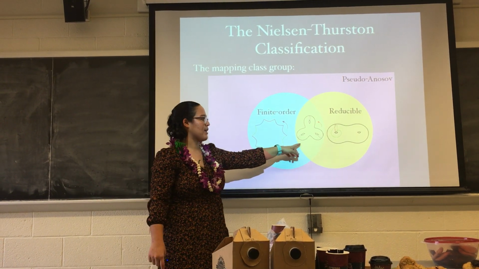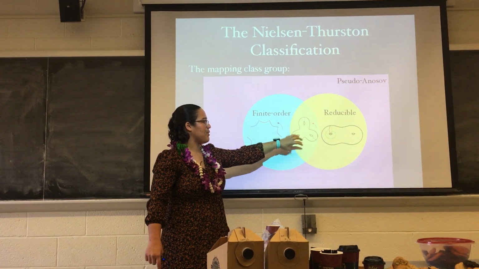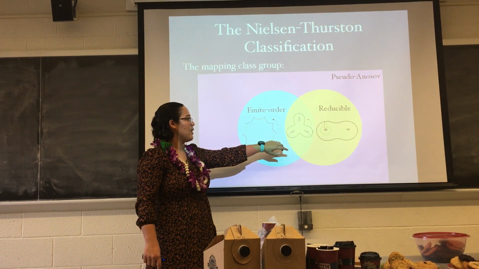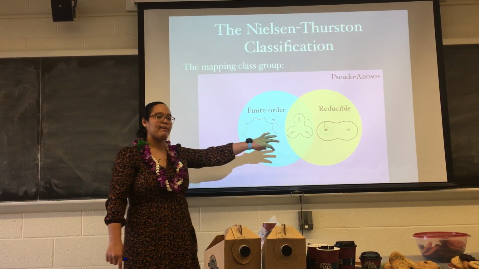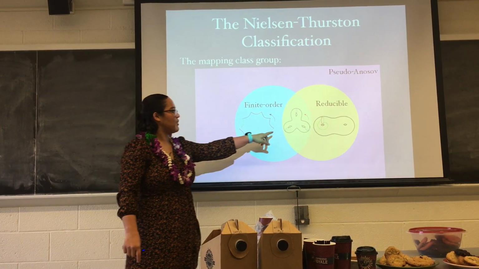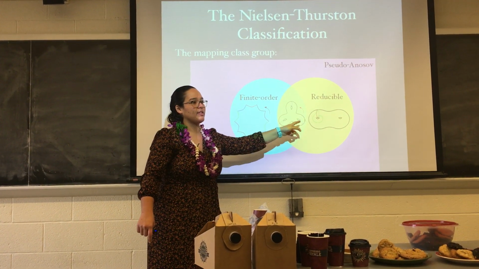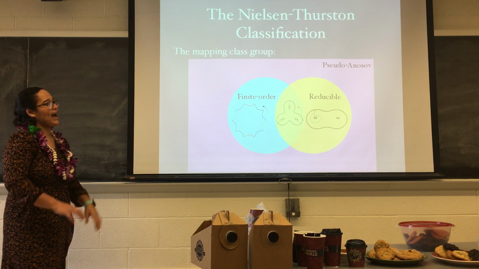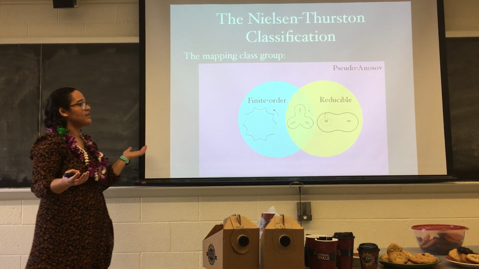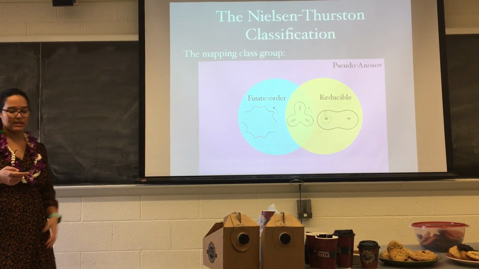And then we can have things that are both. This is an example, this rotation through 2 pi over 3, which is finite order, since we get back to ourselves after 3 times, and which fixes this collection of reducing curves. And then we have the complement of that, which is pseudo-Anosovs. These are infinite order irreducible elements.